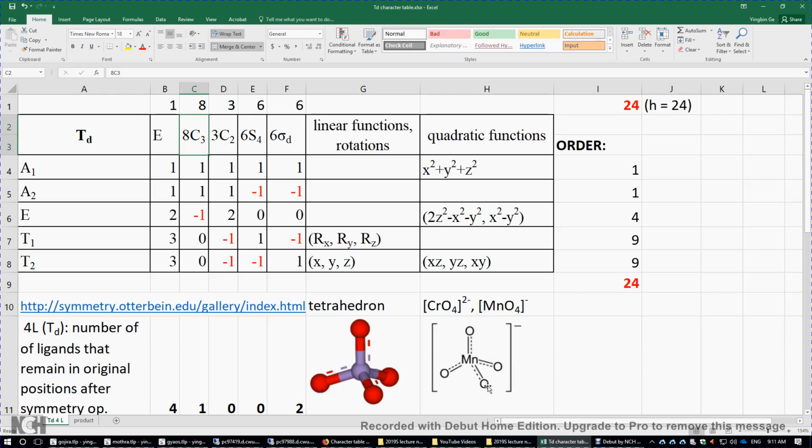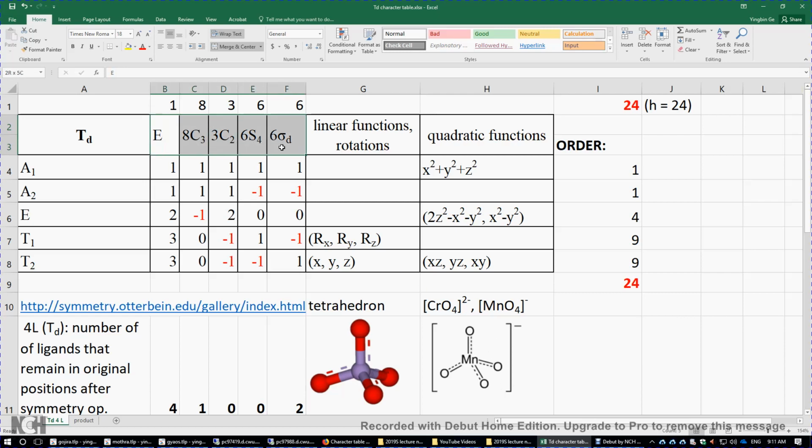a second sigma D that contains these 2 oxygen atoms. The third sigma D contains these 2 atoms, the fourth these 2 atoms, the fifth these 2 atoms, and then the sixth sigma D contains these 2 oxygen atoms. All right, therefore you have 6 sigma D symmetry elements and 6 sigma D symmetry operations.